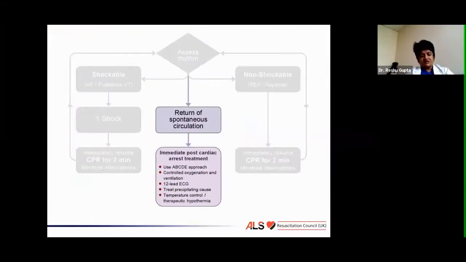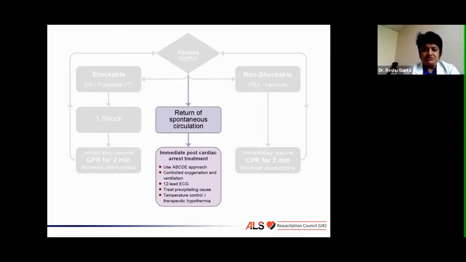Now, if after the CPR the patient has returned spontaneous circulation, then we go for immediate post-cardiac arrest treatment. So how do we go for that? First is immediately the ABCD approach. We check the airway, if the patient is not intubated, or even if intubated, whether suction is needed, if there are secretions, and check the breathing pattern. If required, the patient might need ventilatory support. The circulation, what is the hemodynamics, if needed he might need more fluid resuscitation or vasopressors, and then disability.